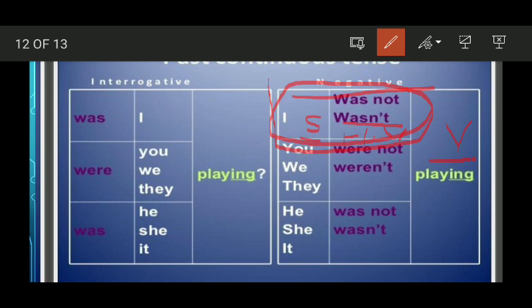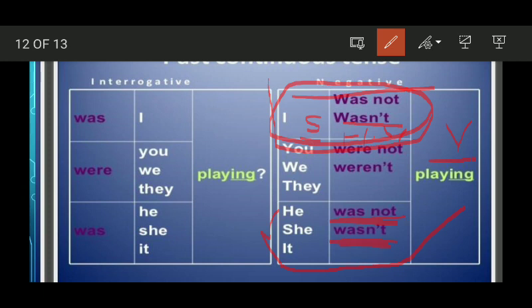It means I was not. Just after was and were we use not for the negative sentence. I was not playing. And second, you were not playing, we were not playing, they were not playing. And third, for singular number subjects: he was not playing, she was not playing, it was not playing. Was not, we can write it like this also.